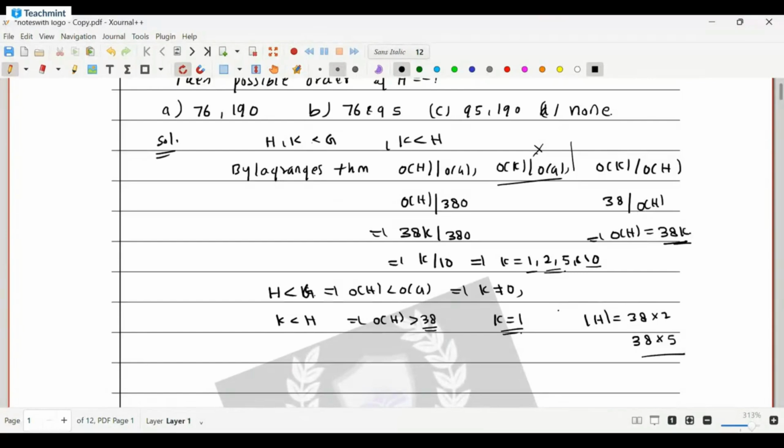These two are possibilities. So 38 into 2 is 76, and 38 into 5 is 190. So the possibilities are 76 and 190. So this is the answer. Next one.